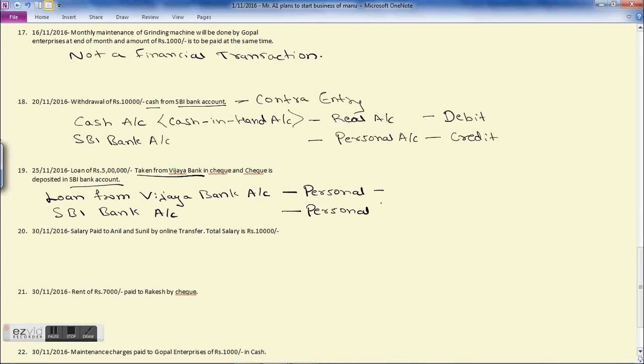Okay, so let's see what is the rule for personal account. Debit the receiver, credit the giver. Debit the receiver, credit the giver. So here Vijaya bank is giving the loan, so we will credit it. And what we are doing, we are taking a check and we are deposited it in SBI account. So SBI bank account, it's receiving the money of loan, so we will debit it. Okay, let's pass a journal entry now.